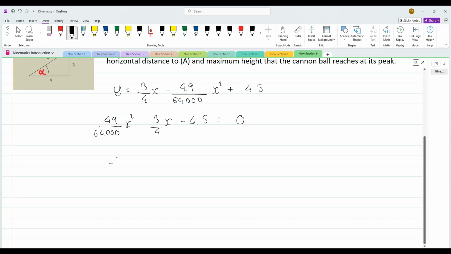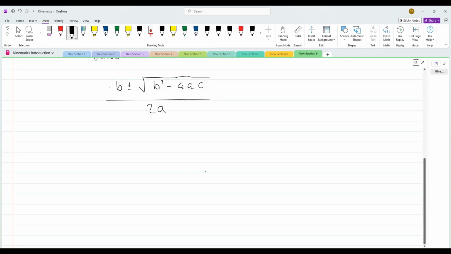Now we can solve this using the quadratic formula, and you should remember that the quadratic formula is minus b plus or minus the square root of b squared minus 4ac, over 2a. And you should be familiar that the b term is the coefficient of the x, the a term is the coefficient of x squared, and c is the constant.